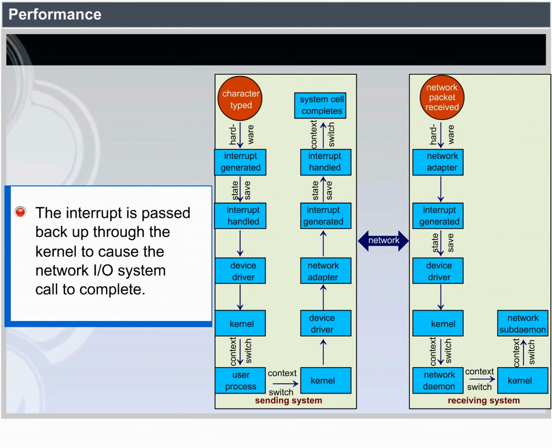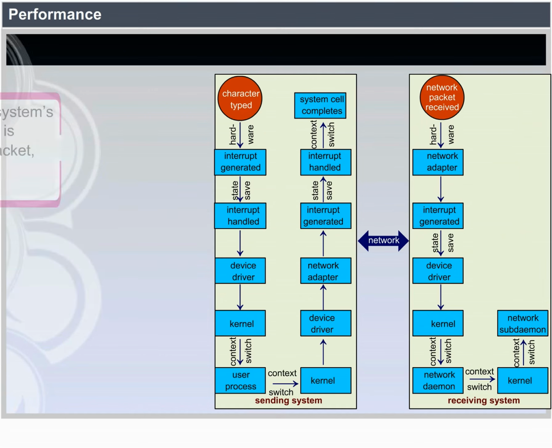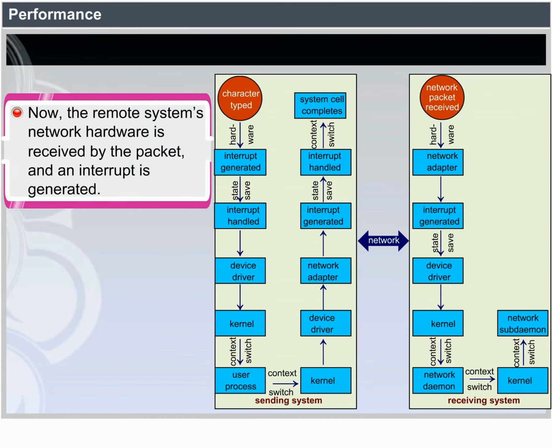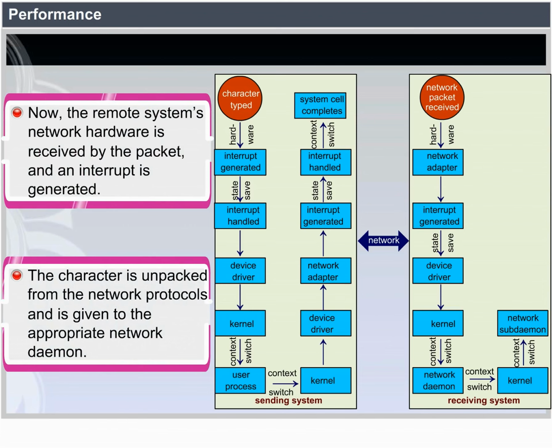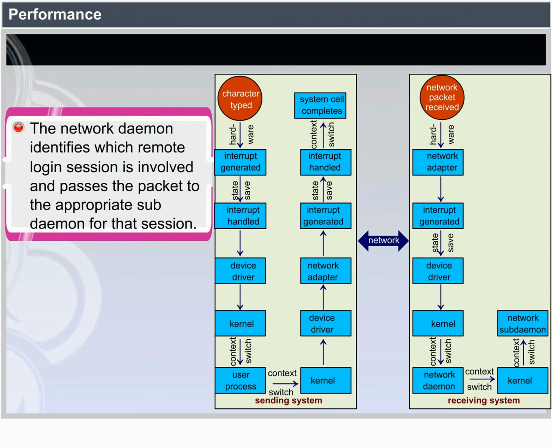Now the remote system's network hardware receives the packet and an interrupt is generated. The character is unpacked from the network protocols and is given to the appropriate network daemon. The network daemon identifies which remote login session is involved and passes the packet to the appropriate subdaemon for that session. Throughout this flow, there are context switches and state switches. Figure below shows intercomputer communications.